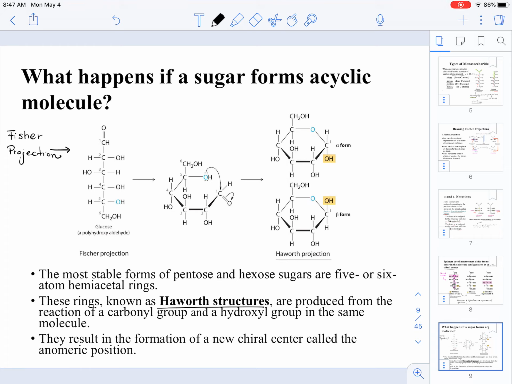Now, how are they produced? As you can see, it is from the reaction of, I'm just going to highlight the atoms, the carbonyl, in this case being represented by the aldehyde because we're talking about glucose. So it's going to be produced from the reaction of the carbonyl group and the hydroxyl group. That is what makes a molecule be D or L. And what results from that, as you can see, is this group right here.